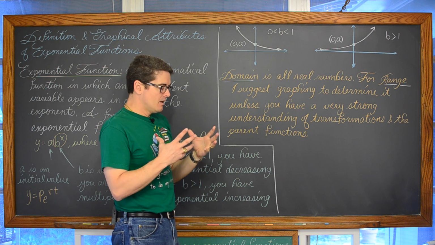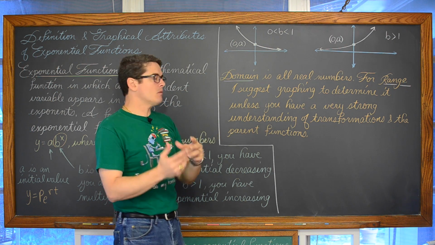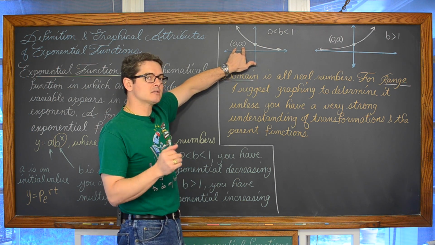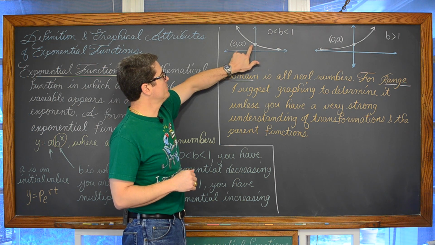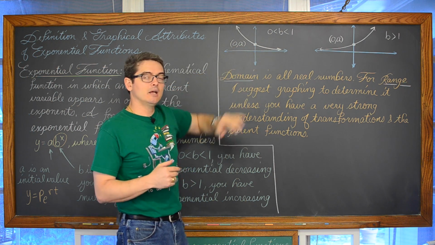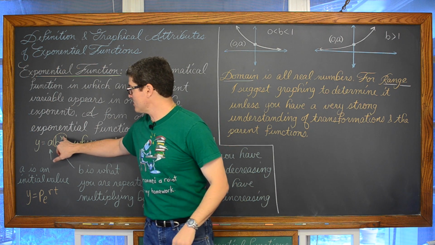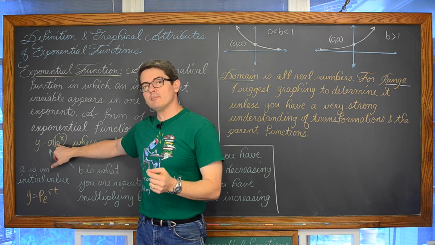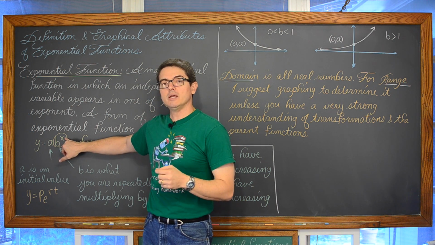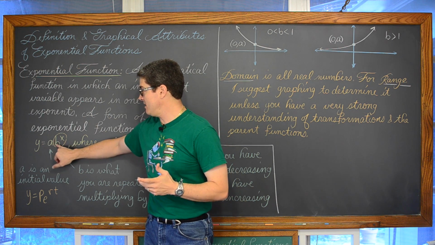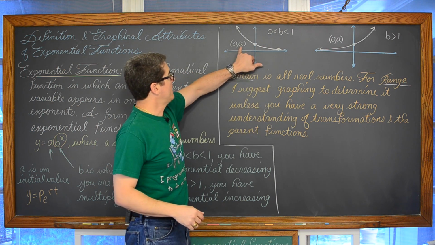And it's going to go through the point 0, a. Well, if you let x equal 0, any number raised to a 0 power is going to be equal to 1, and thus you have a times 1, which is still going to be a.